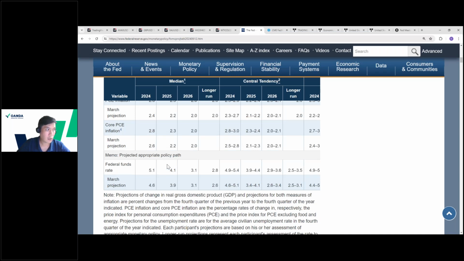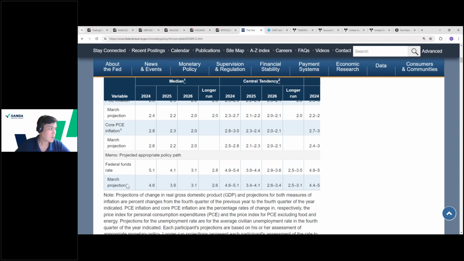They will not tell you how much they will cut. They will just give you a level: where will it be at the end of 2024, at the end of 2025, at the end of 2026? From there, we can do some simple mathematical calculation to deduce the implied rate cut or implied rate hike based on the Federal Reserve officials' projection. That means the projection reflects their thinking.